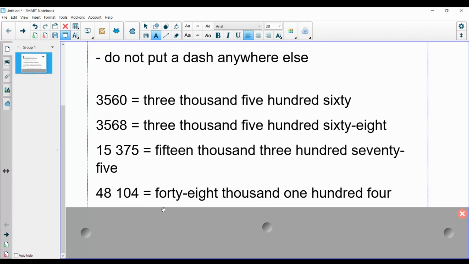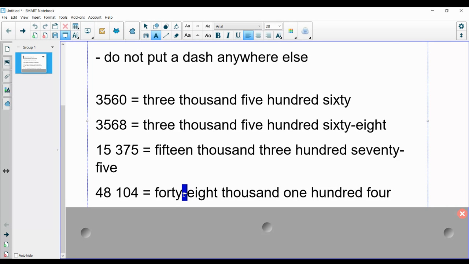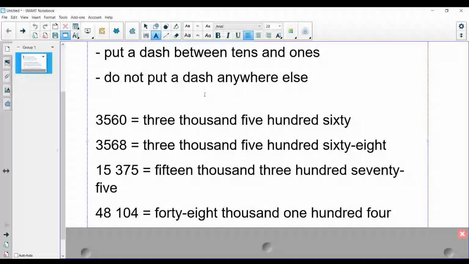Lastly, if I look at 48,104, I'm going to write that as forty-eight thousand one hundred four. And the reason I have a dash between 40 and 8 is because 40 is a tens and 8 is a ones. So when you write numbers, don't forget the rules. Put a dash between the tens and ones. Do not put a dash anywhere else.